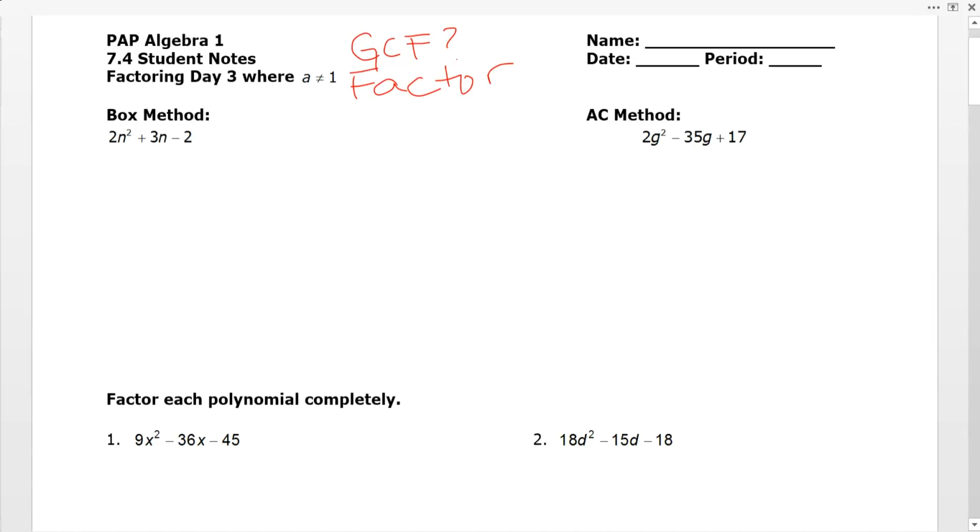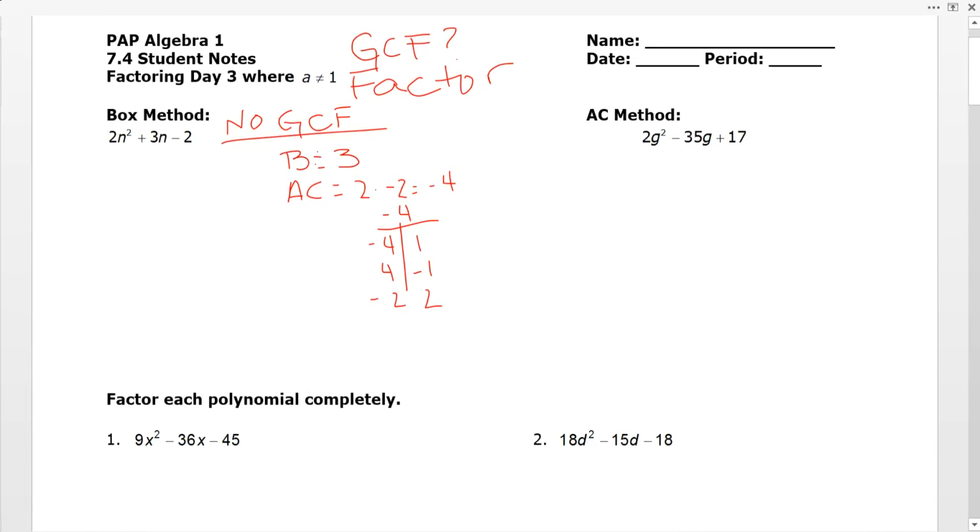So for the first one, there is no GCF, so I don't have to worry about that. The next thing I'm going to do is look for my sum, which is b, and that's 3. And I'm looking for my product, which is a times c, and that's going to be 2 times negative 2. So that's negative 4. Factors of negative 4: negative 4 and 1, 4 and negative 1, negative 2 and 2. To add up to 3, it's going to be 4 and negative 1 are my magic numbers.